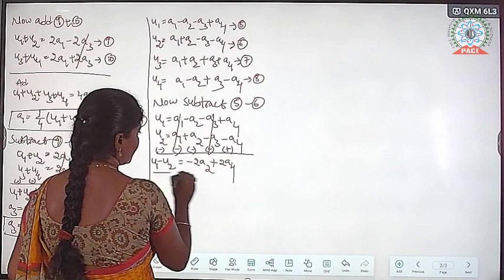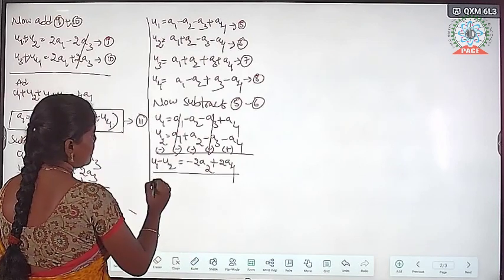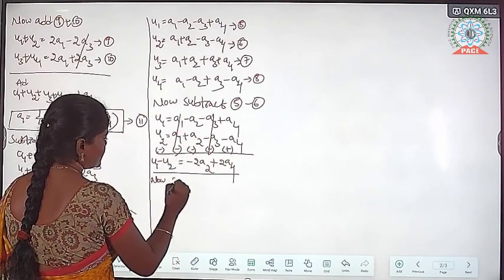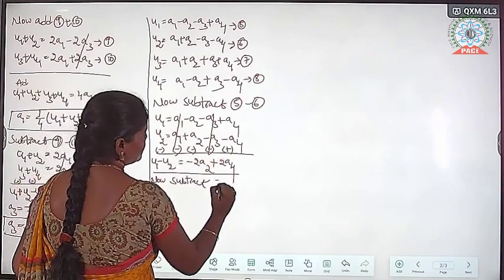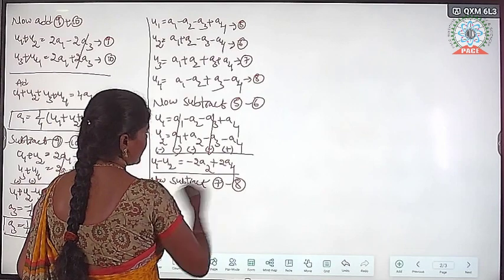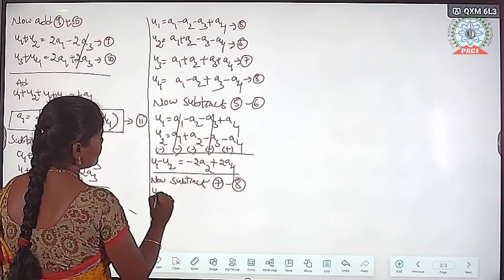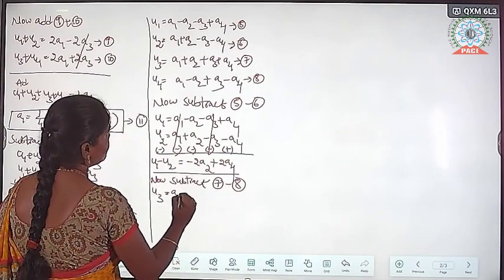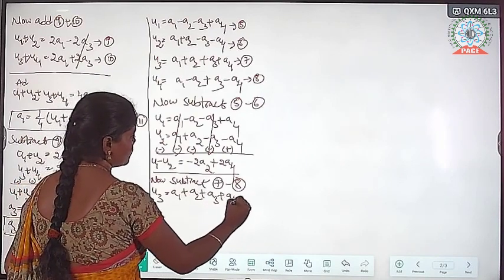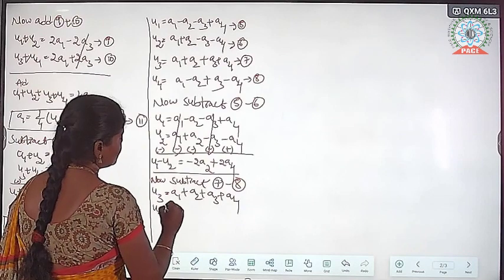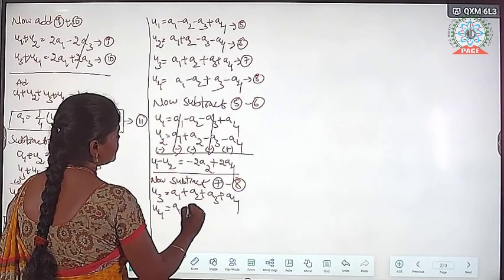Next, subtract 7 and 8. 7 minus 8. So 7th equation is u3 is equal to a1 plus a2 plus a3 plus a4. Next, u4 is equal to a1 minus a2 plus a3 minus a4.